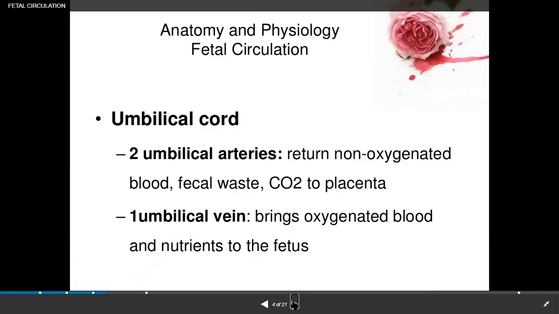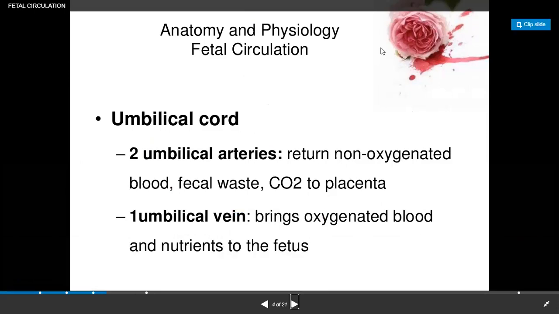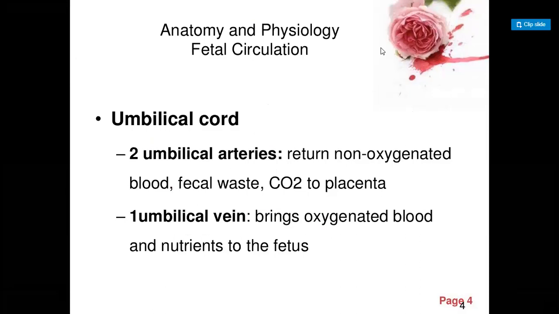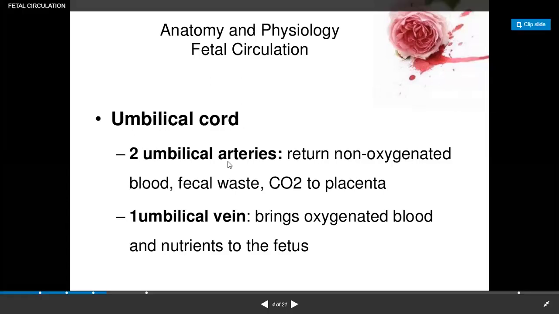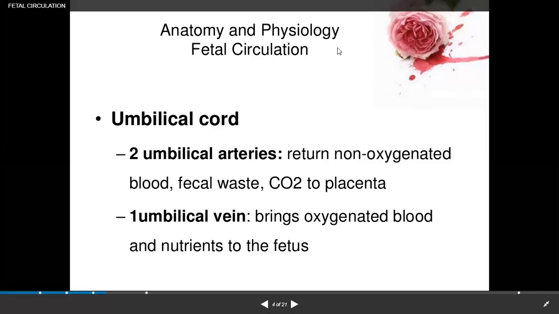So what is the anatomy and physiology of fetal circulation? The umbilical cord carries the umbilical arteries and umbilical vein. The umbilical cord consists of two umbilical arteries, which carry non-oxygenated blood, fetal waste, and CO2 to the placenta, while one umbilical vein brings oxygenated blood and nutrients to the fetus. So the arteries carry waste products from the fetus to the mother via two umbilical arteries, but one umbilical vein carries oxygenated blood and nutrients from mother to the fetus.